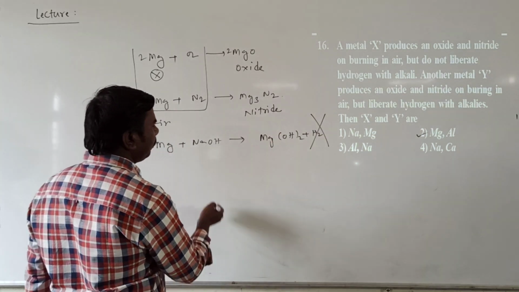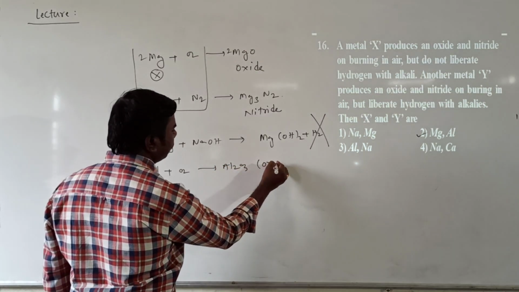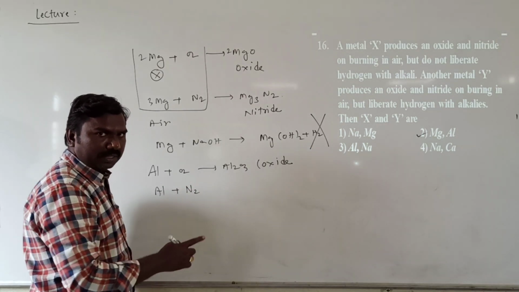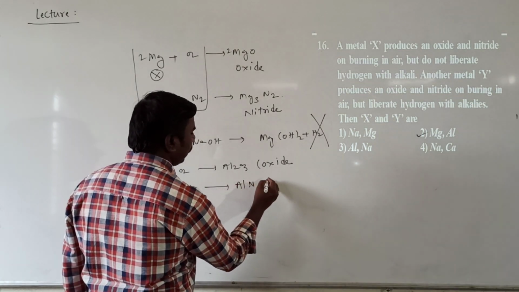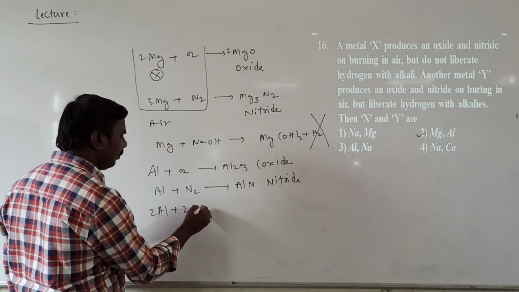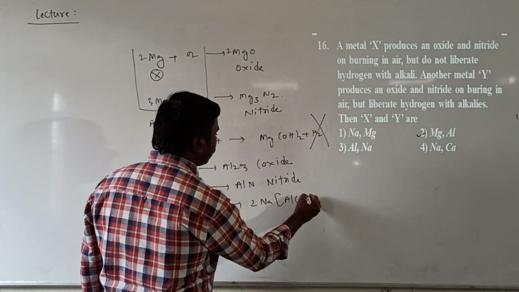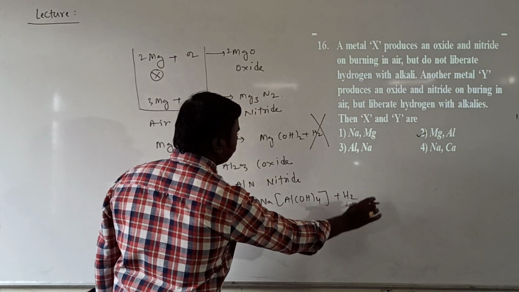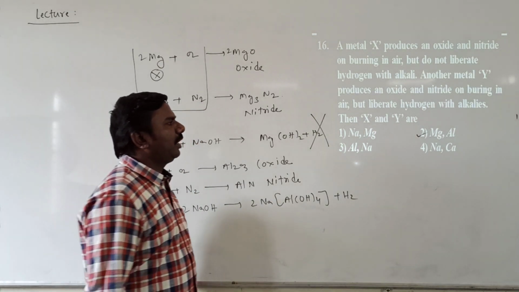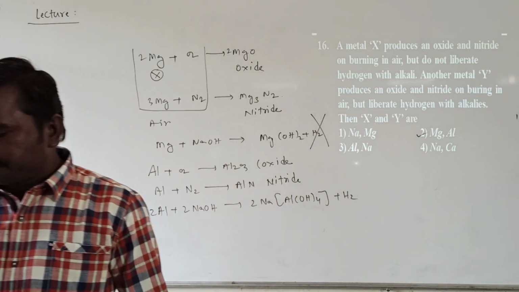But if you take aluminum treated with oxygen, Al2O3 oxide. Aluminum treated with nitrogen in the air, which contains oxygen and nitrogen, gives Al nitride. Aluminum treated with NaOH: 2Al plus 2NaOH gives 2NaAl(OH) 4 times plus H2. It means oxide, nitride, and hydrogen are also formed by aluminum. So that's why the answer will be magnesium and aluminum.